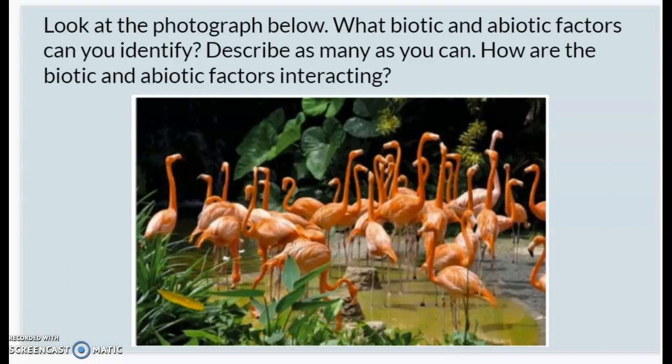And so how these biotic and abiotic factors are interacting, well, the pink flamingos, they need the water to drink. They probably eat some of the vegetation or the other organisms that live in the water. They probably use the plants and trees to maybe get shade at times, and the temperature keeps them healthy and keeps them living in that area.